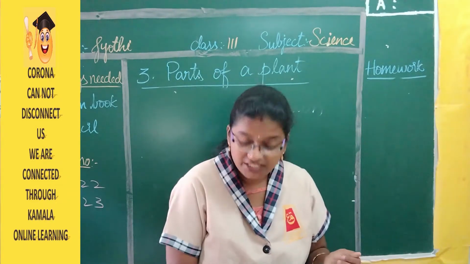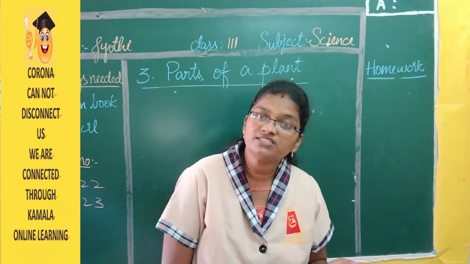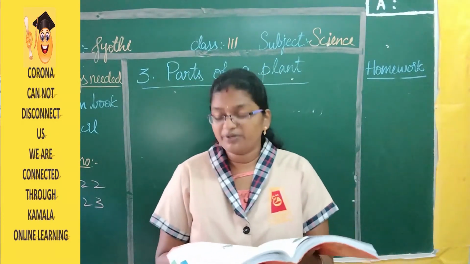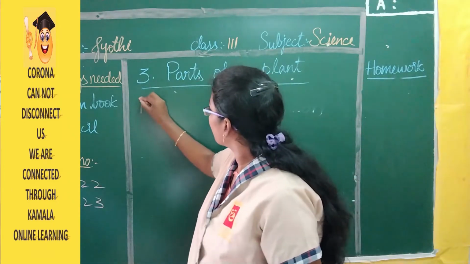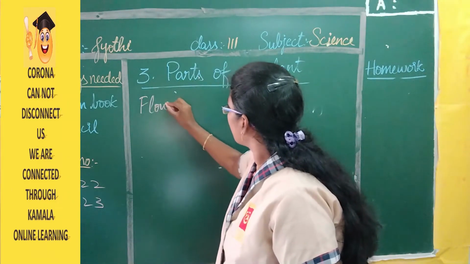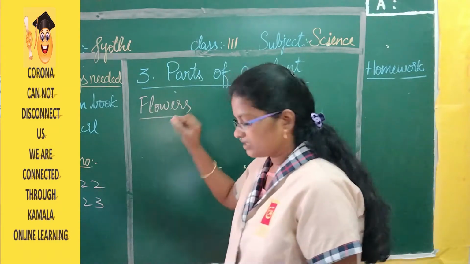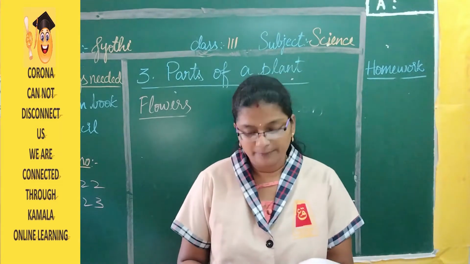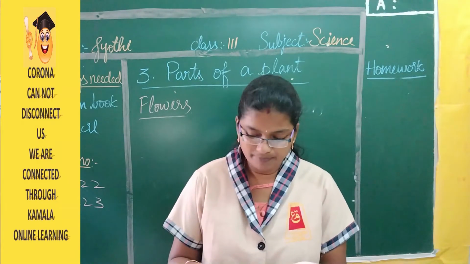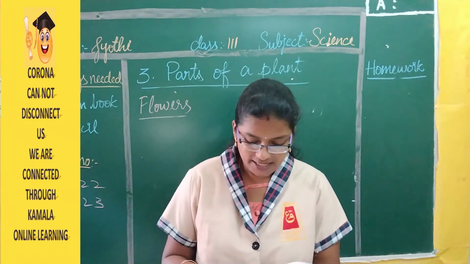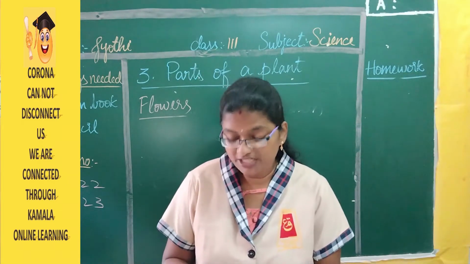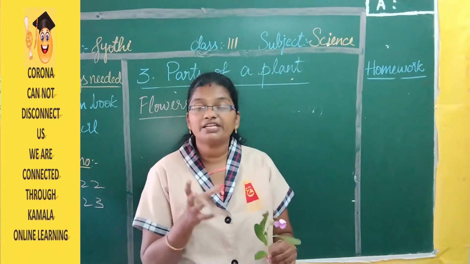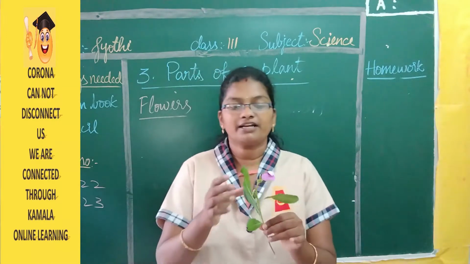Here we are going to learn about the flowers and importance of flowers. So page number 221, flowers. A flower is the most brightly colored part of a plant. It blooms from buds. Some plants have colorful flowers of different shapes and sizes. As I already told you, flowers are the most brightly colored and they are very attractive.